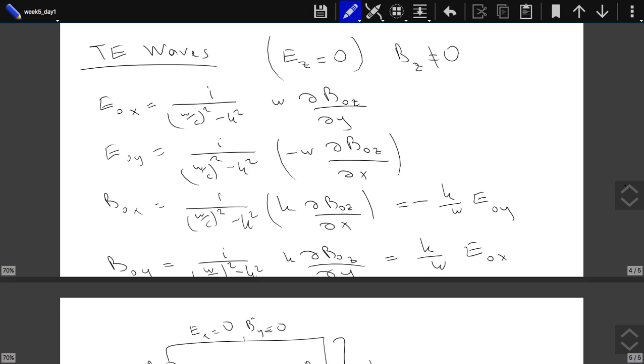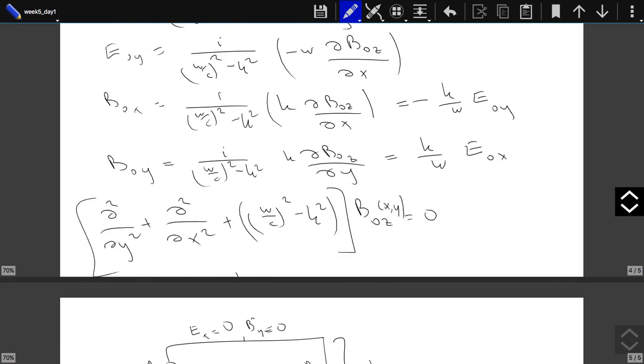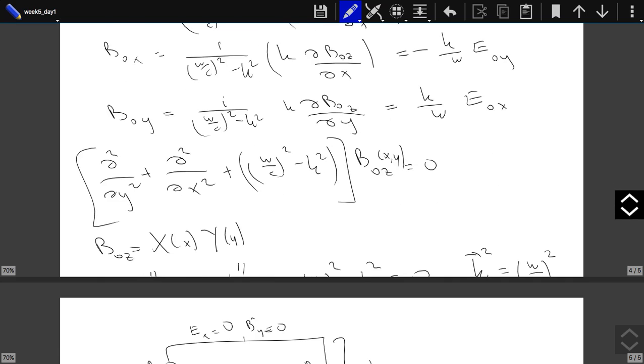So these 4 equations, they tell me that B0x is equal to E0y up to a coefficient. B0y is equal to E0x up to a coefficient. Then I still have one more equation that B0z, or Bz, should satisfy. Now, how do you solve this equation? Separation of variables. So we first assume that B0z is the product of 2 functions, each one being a function of a single argument.